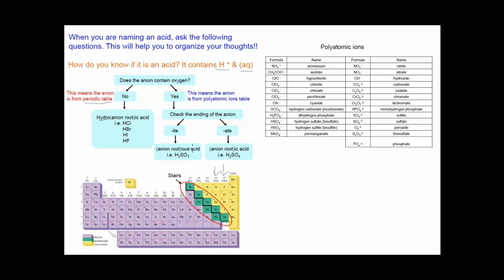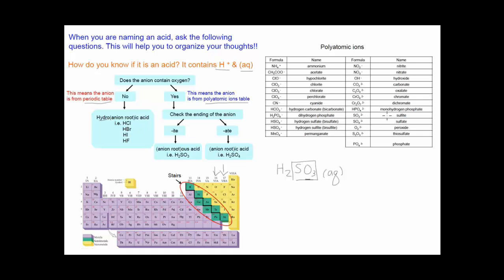Now, what if it's an acid and contains oxygen? What does it mean? That means the anion comes from a polyatomic ion. For example, if you look at H2SO3, and it's going to be aq, it's an acid. It starts with H, it's an aqueous state. So in this case, when the anion has oxygen in it, you need to go and look up the polyatomic ion, the name of the polyatomic ion.